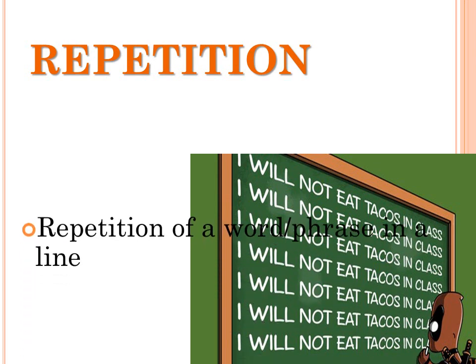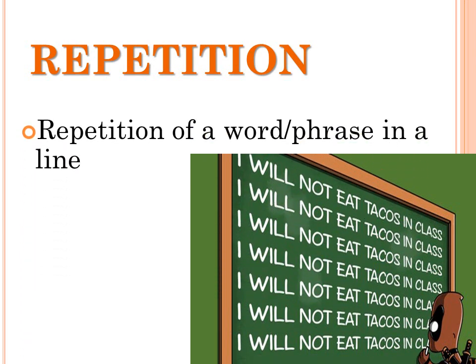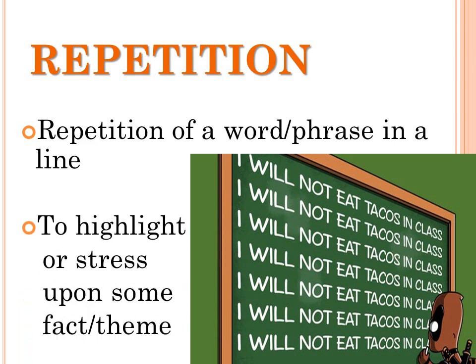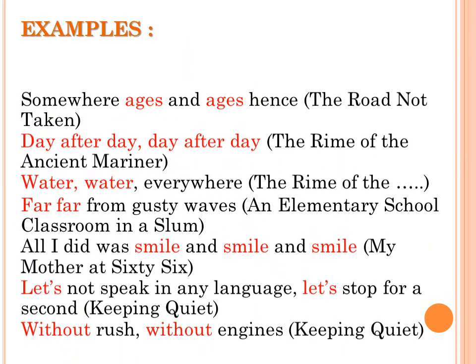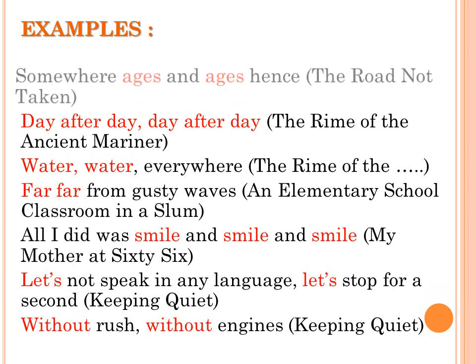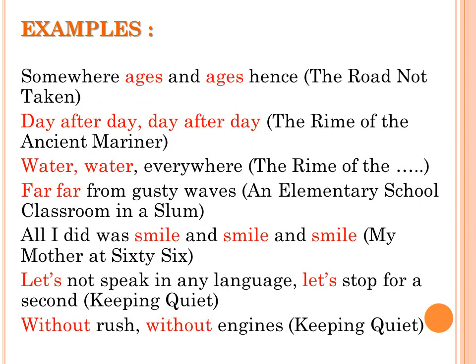In repetition, we have the repetition of a word or phrase in a line, and it is done to highlight or stress upon some fact or the theme of the chapter or poem. Theme is highlighted through the repetition of any word or phrase. Let's see the examples. Somewhere ages and ages hence. In this line from The Road Not Taken, the word ages is repeated to highlight that after so many years he will be telling his story.